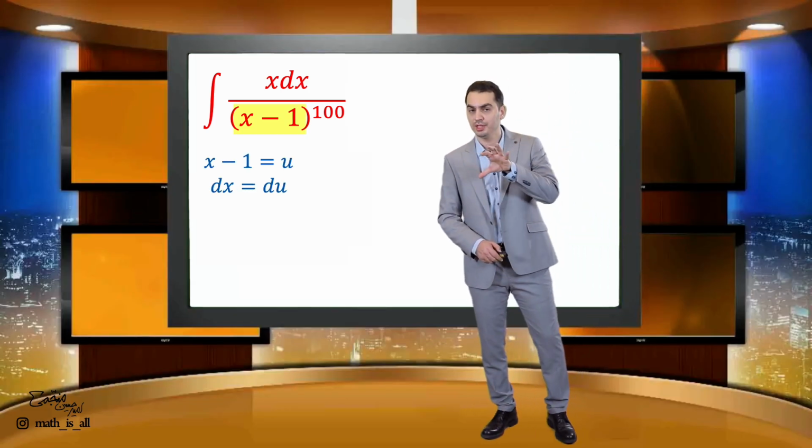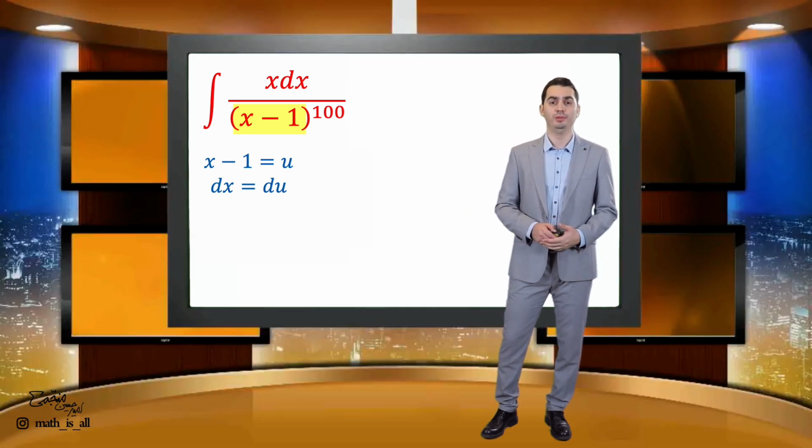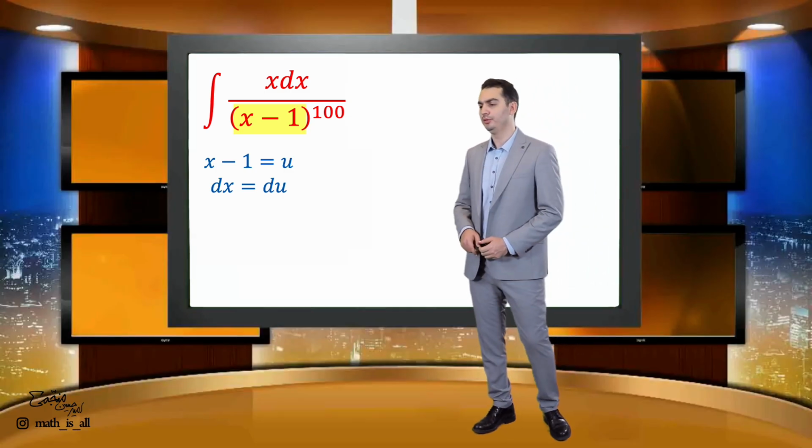Be very careful not to include the power itself. Just take what's inside the parentheses as u. Just take x minus 1. Now everyone, please go ahead and solve this problem, then come back here again.